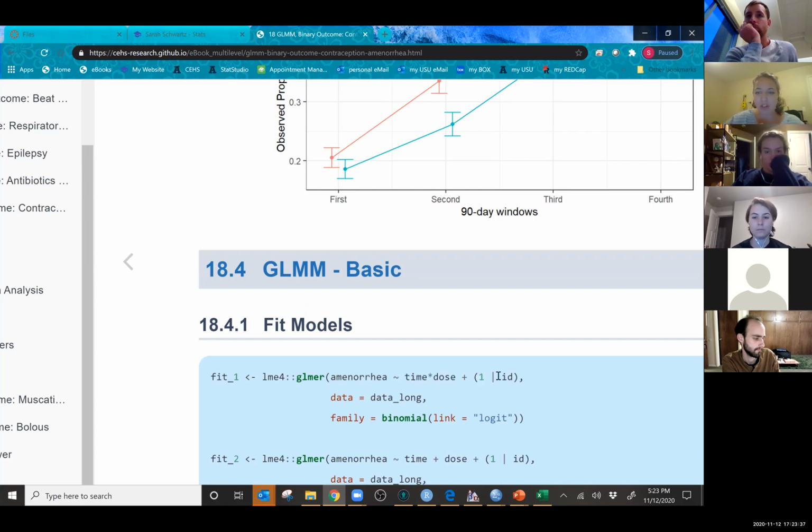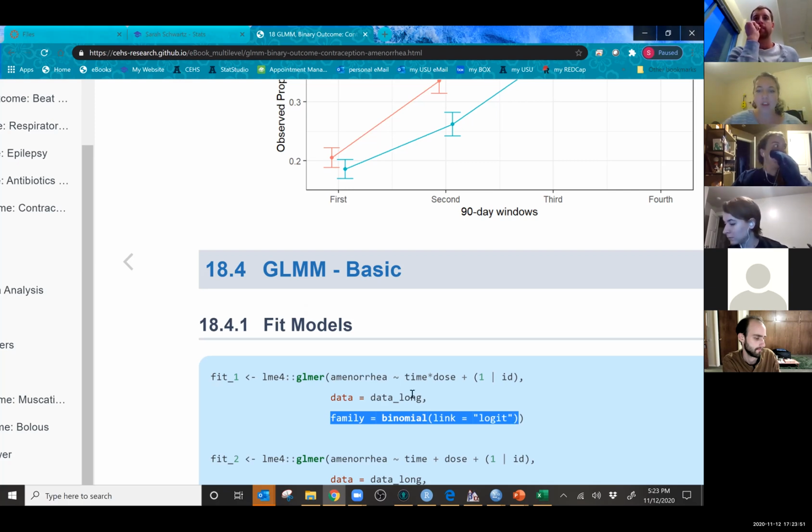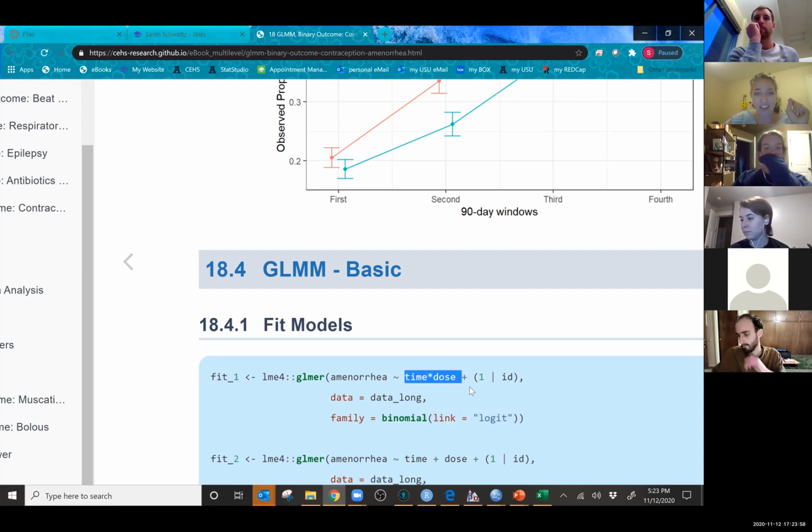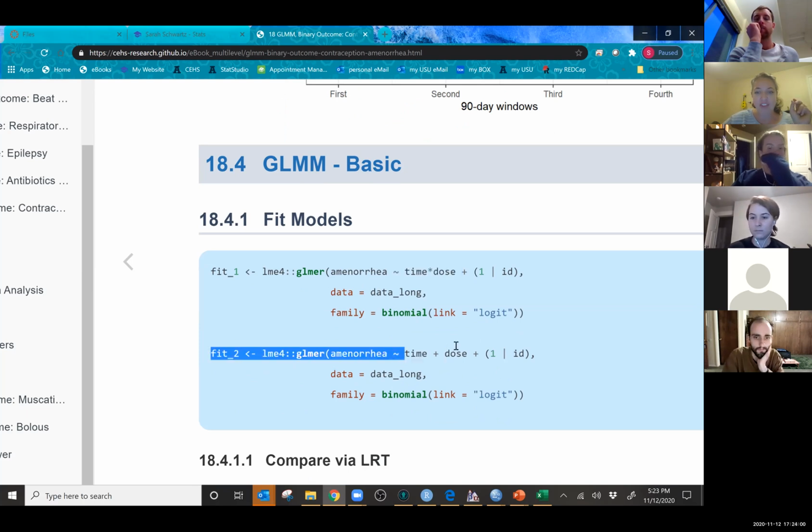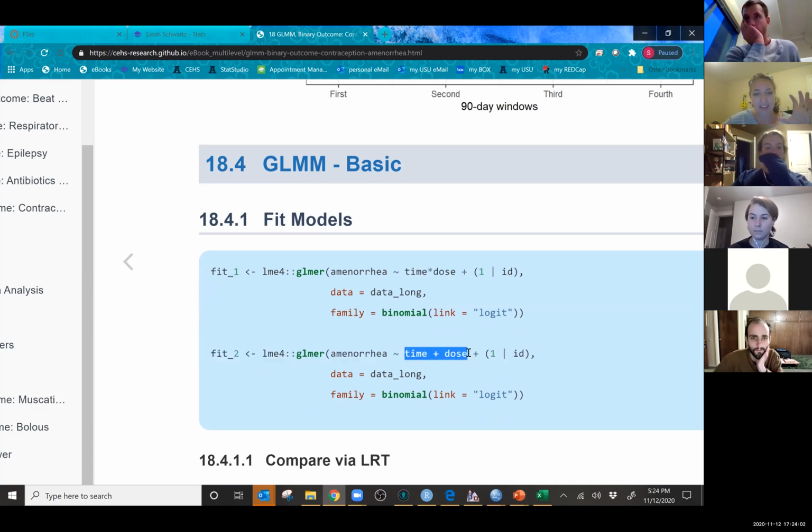And this one has only random intercepts and data long. And now we've added family equals binomial, link equals logit. This is the part that tells it it's logistic regression. So my first model, I'm going top down here. I've got the moderation, or the interaction. The next model I have just main effects. Now, if I fit these, how can I, oh, it's down there.